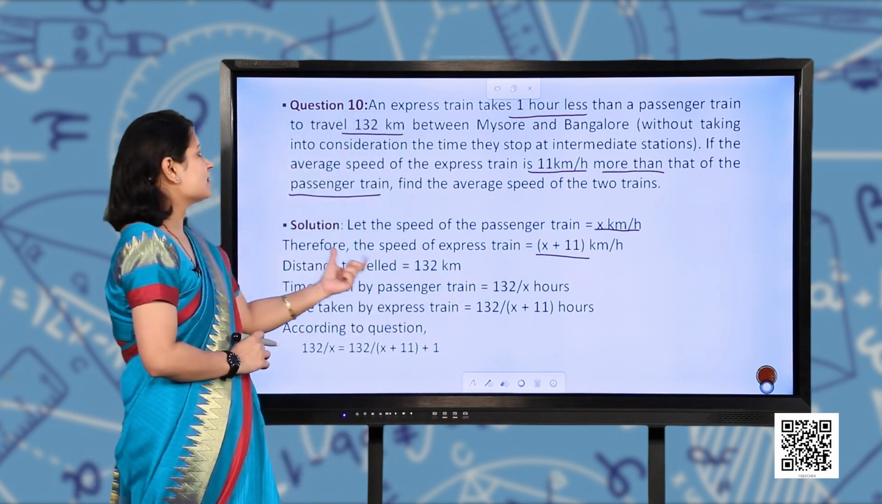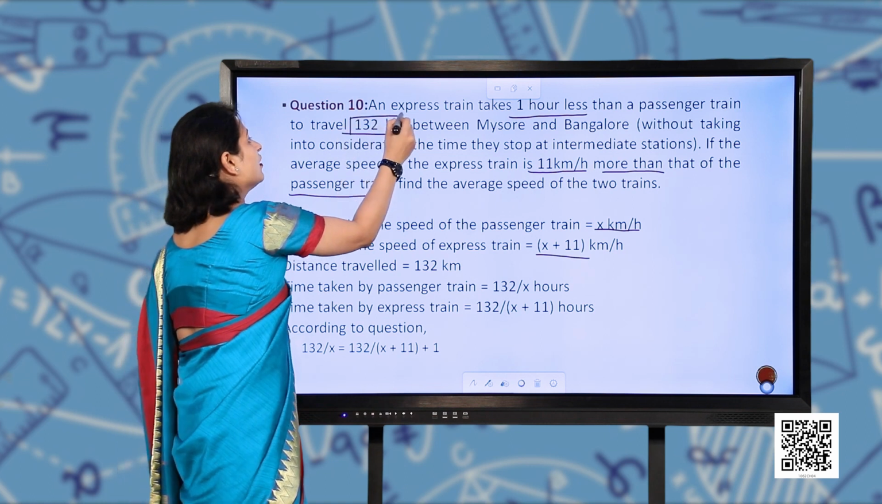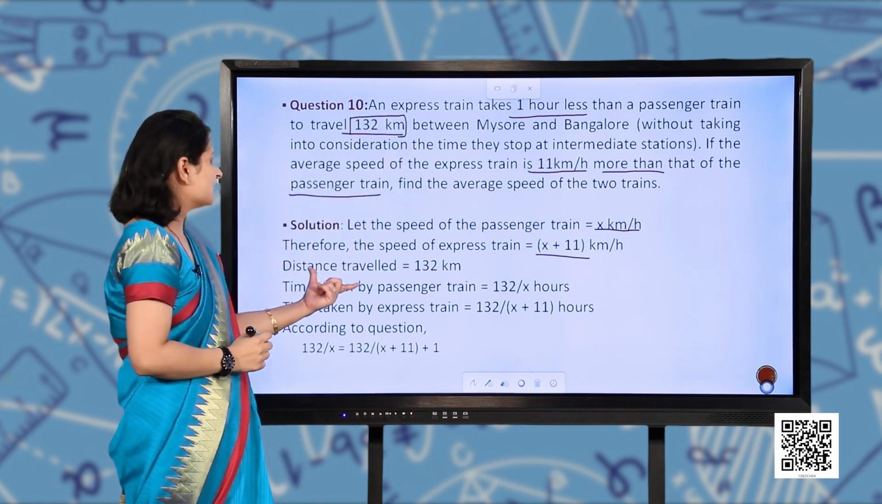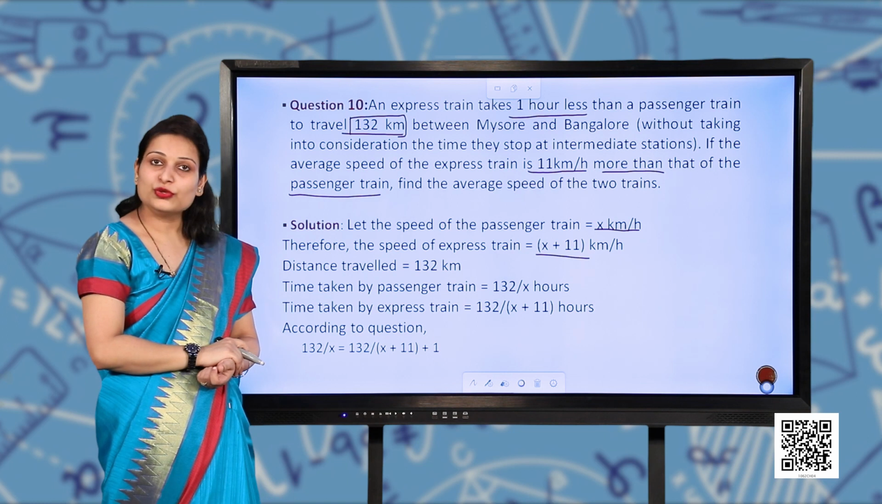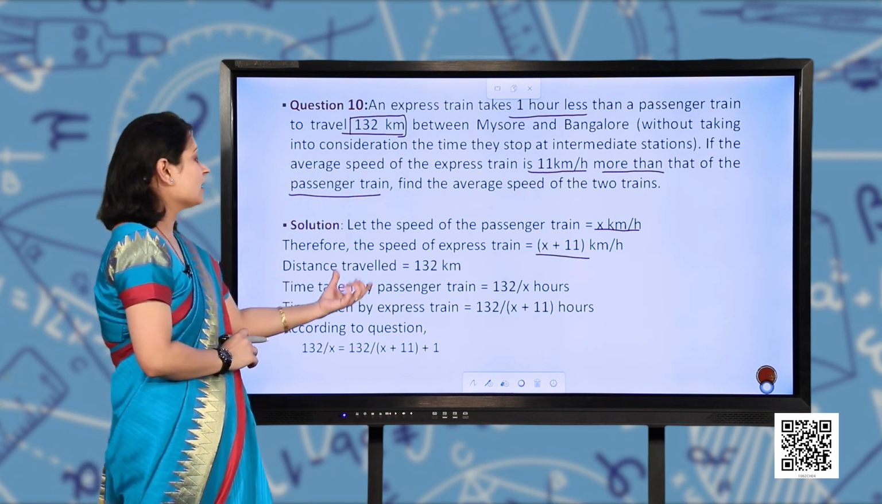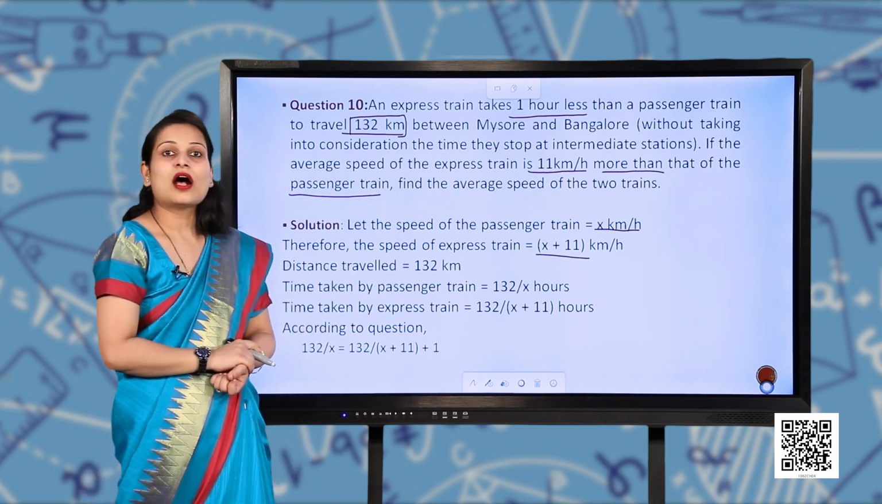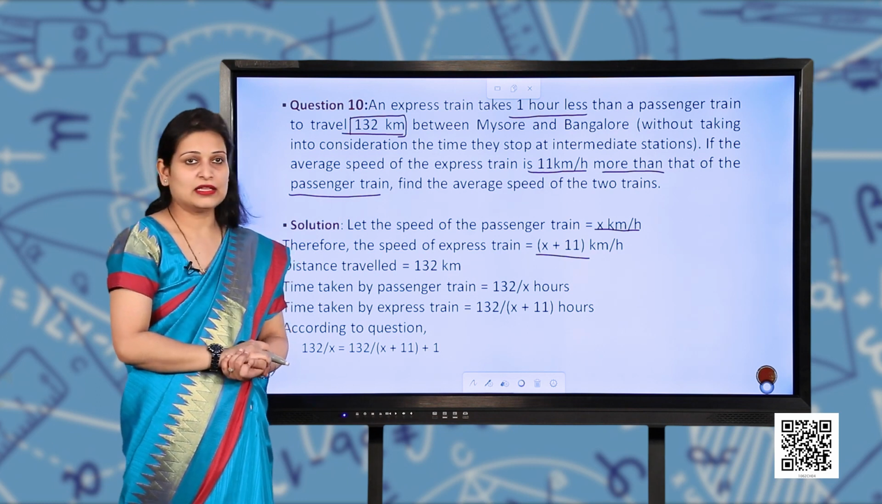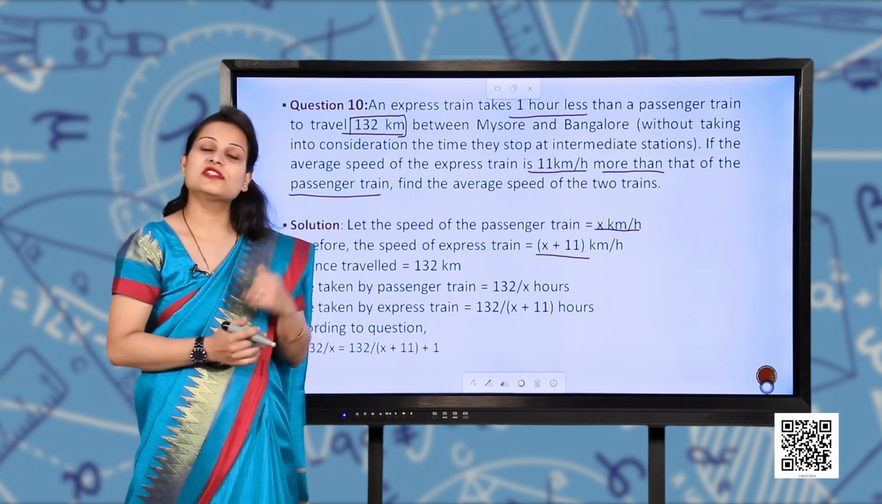Now, the distance traveled is 132 kilometers. Now, the time taken by the passenger train: how will you calculate it? Time taken is distance upon speed.